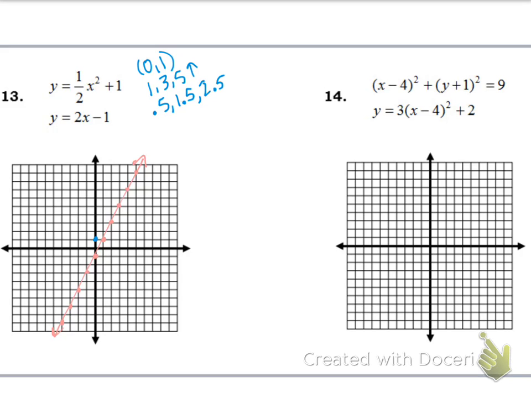I go right 1 up a half, right 1 up a half. Then I go right 1 up 1.5, right 1 up 1.5. So it's going to kind of U out. So left 1 up a half, left 1 up 1.5.